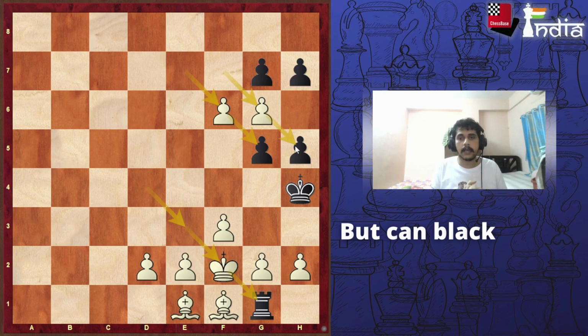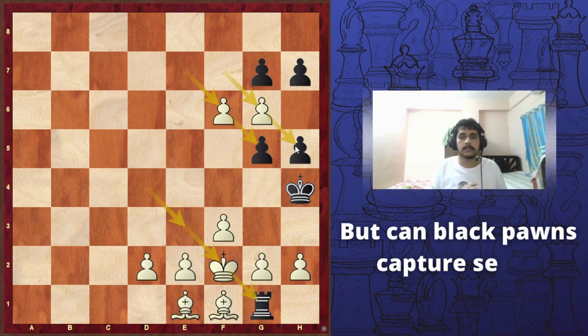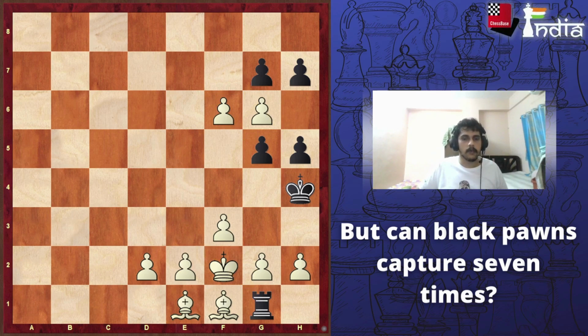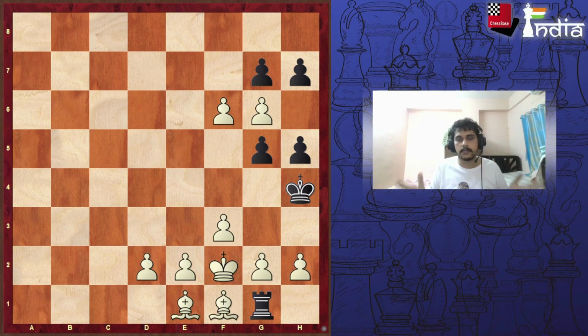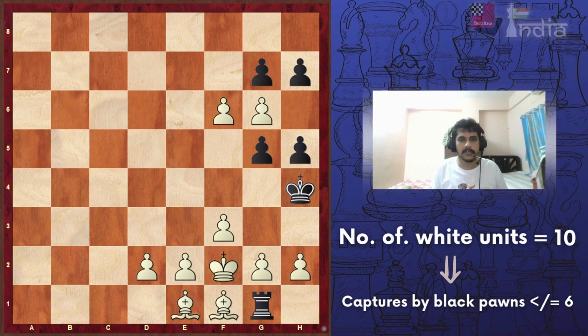But can black capture 7 times? Well, this is certainly not possible. We just have to look at the number of white pieces present on the chessboard. 1, 2, 3, 4, 5, 6, 7, 8, 9, 10. So there are 10 white pieces present on the chessboard. The number of white pieces missing is 6. So there is no way the black pawns can actually capture 7 times. And this is the reason why a pawn cannot promote to g1. And hence, we cannot have a rook on g1.